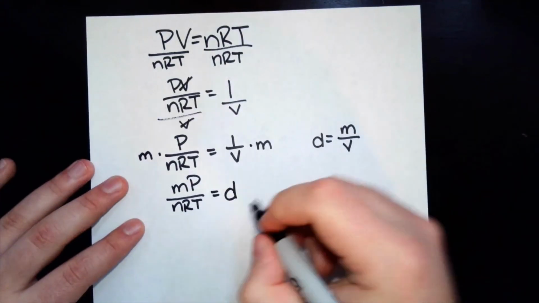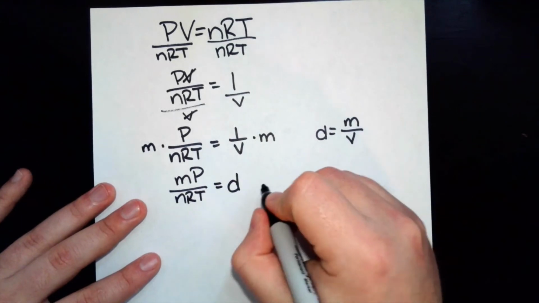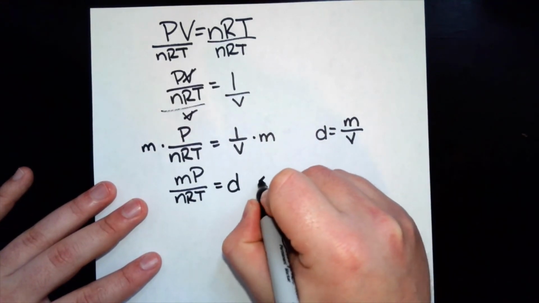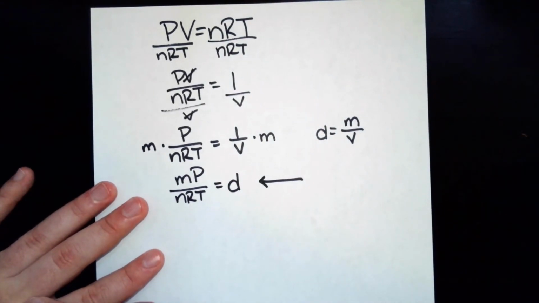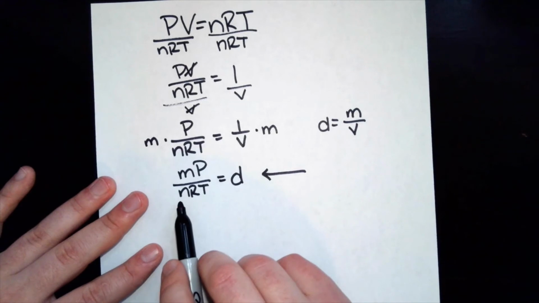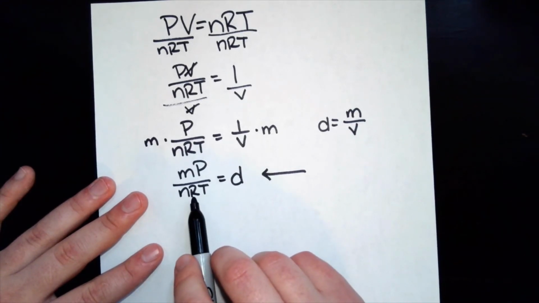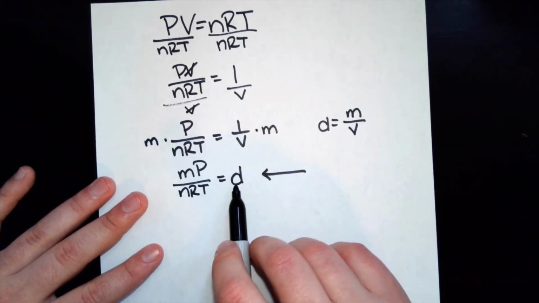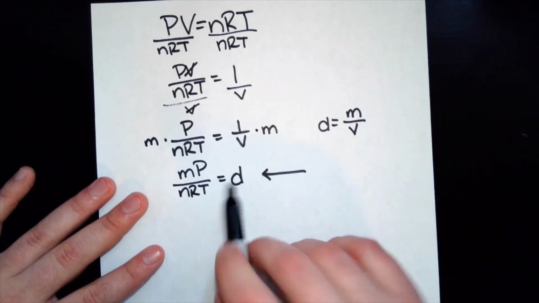So this is, I guess we can actually get two versions out of this. So here is a third version of the ideal gas law. Mass times pressure, divided by the number of moles, times the gas constant, times temperature, is equal to the density of that gas.